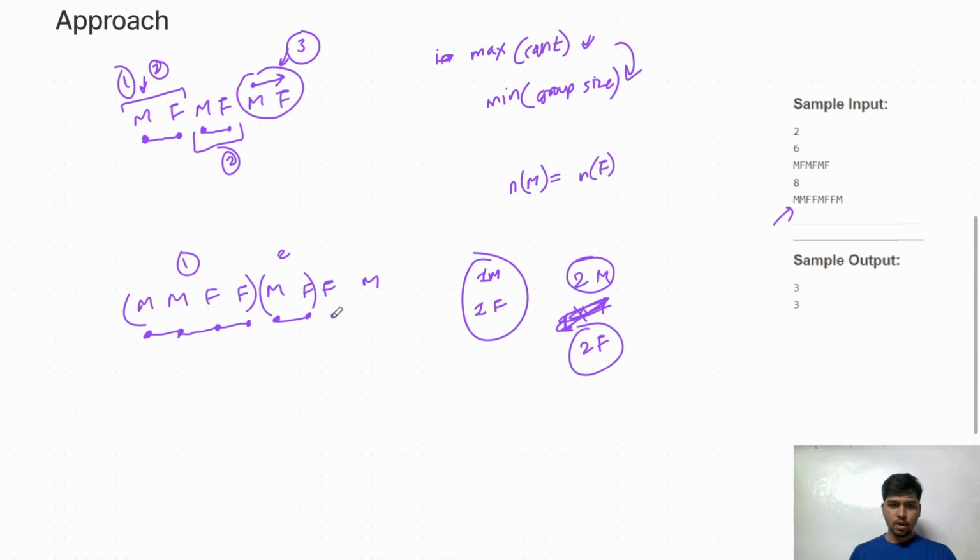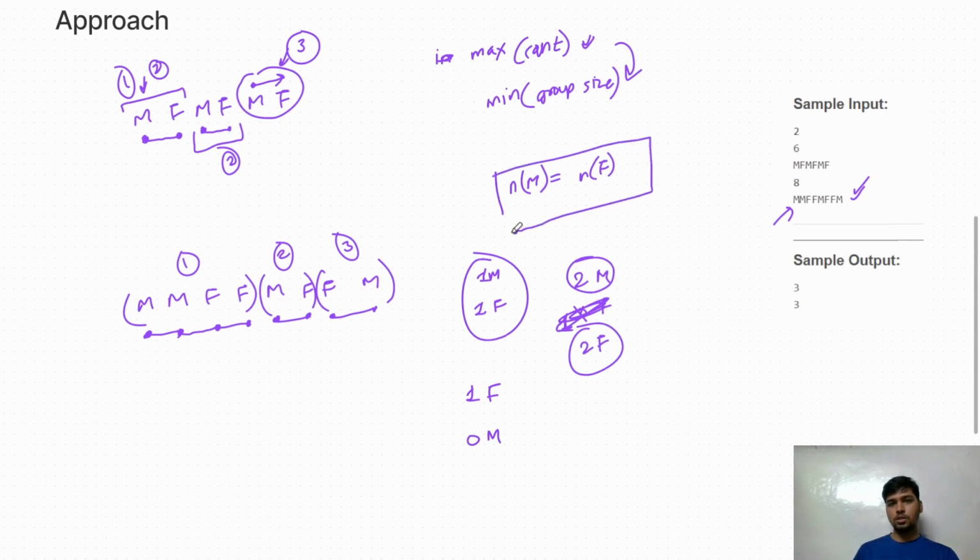Now let's say we are on F. Now we have one F and 0 males, so we need one male to form a group. As soon as we go to the second position, we get one male, so we can form one group here. So in total, in the second test case, we have 3 groups. In order to form a group, as soon as we satisfy this condition, we'll form a group at that position and reset the value of male and female to 0.